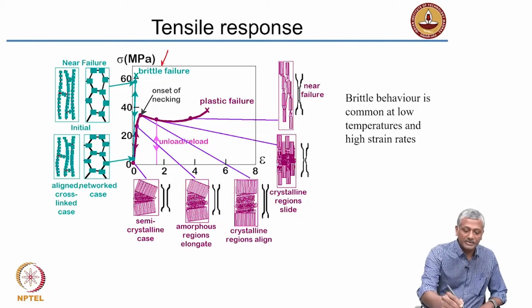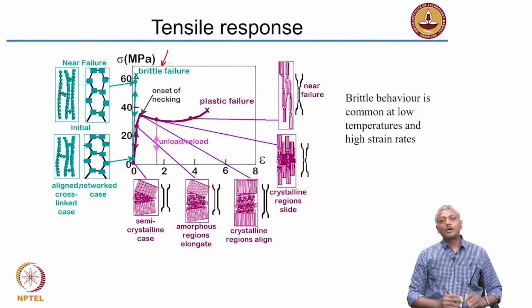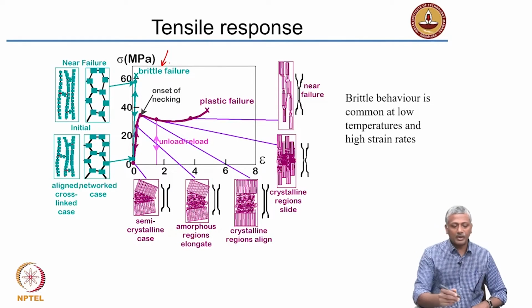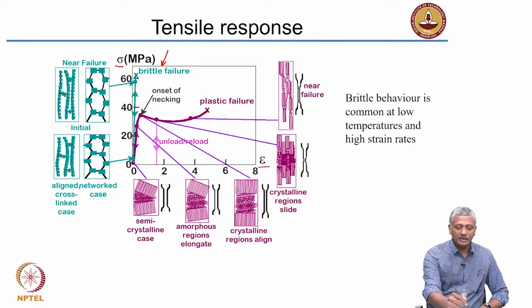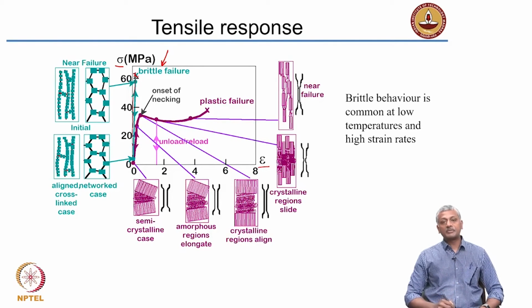Brittle behavior simply means that you have an almost linear stress-strain relationship. What is plotted on the y-axis is the stress and on the x-axis is the strain, and what you see here is that for the brittle material, you have a continuous increase in the stress and then finally the rupture happens when you exceed the strength capacity of the material.